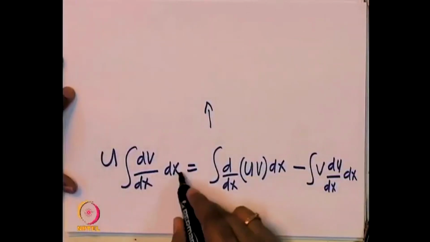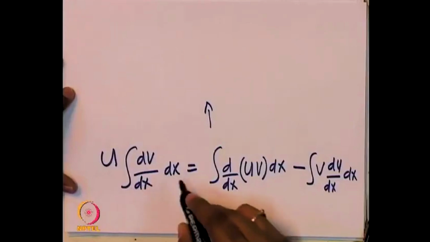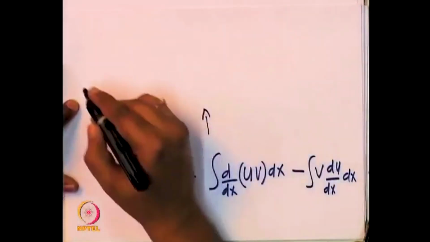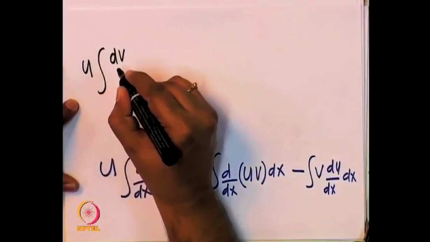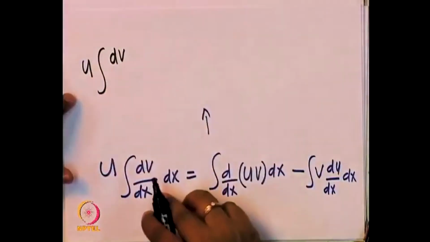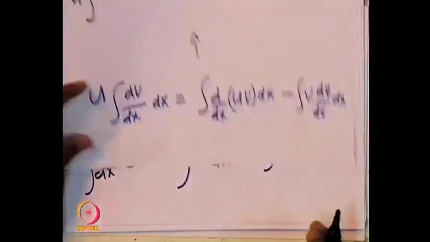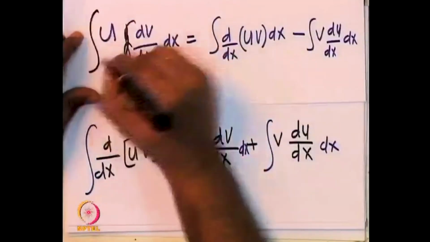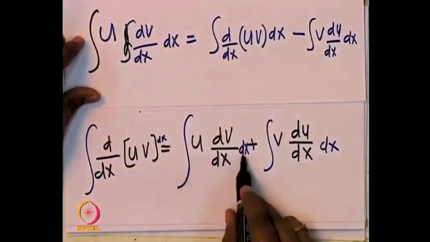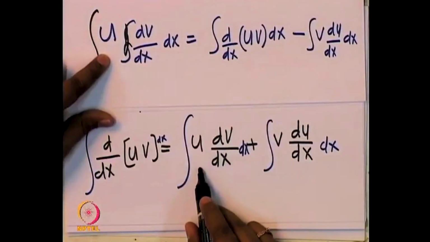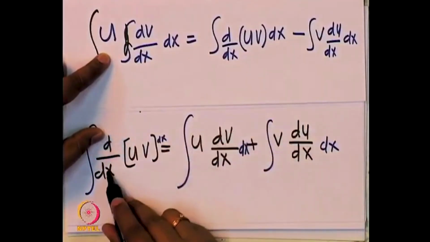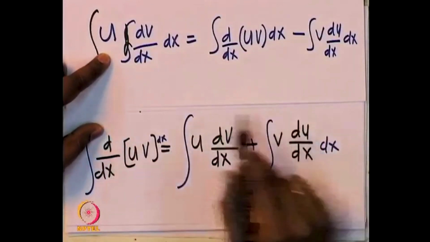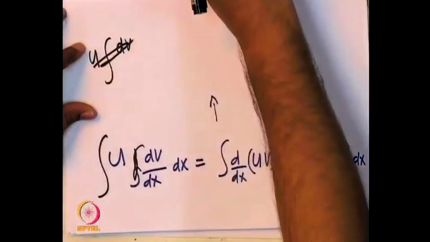dv by dx into dx, you can write this basically. So, let us write this a little more carefully. Sorry, I just made a small mistake when I wrote here. This integral has to be here, integral u dv by dx, because this is what we had here. Integral u dv by dx is equal to d by dx of u v dx minus v du by dx. So, when I write a little more carefully, I have to write.